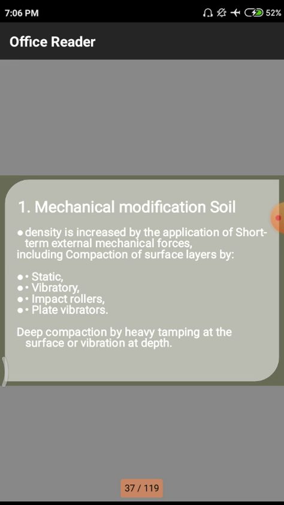Automatically, due to those vibrations, the voids between the particles will be changing. Automatically the density of the soil will increase. Next one is the impact rollers.